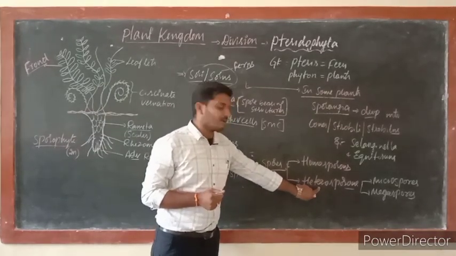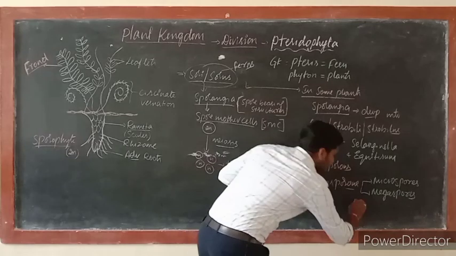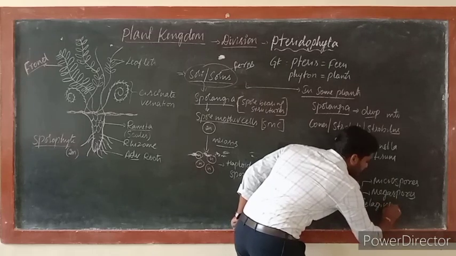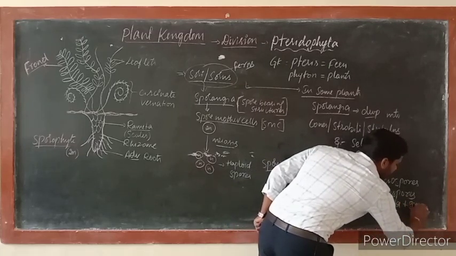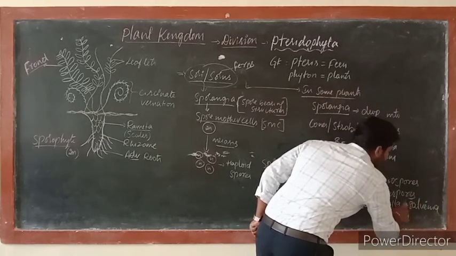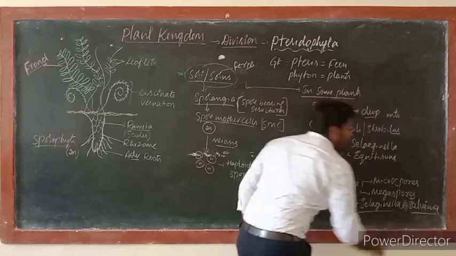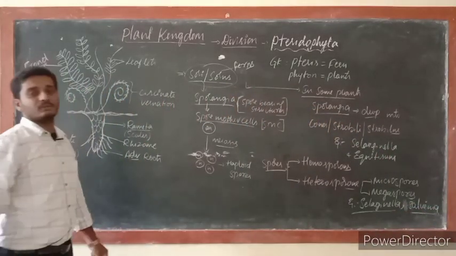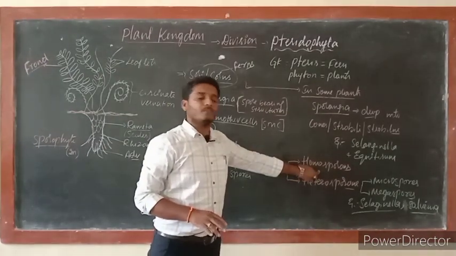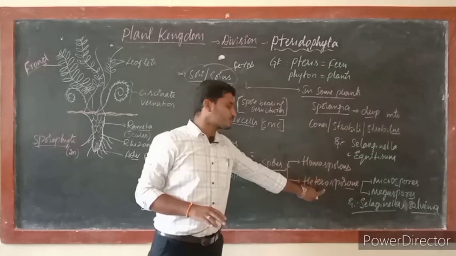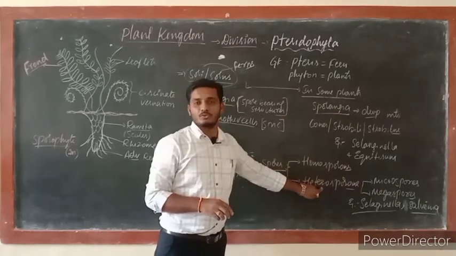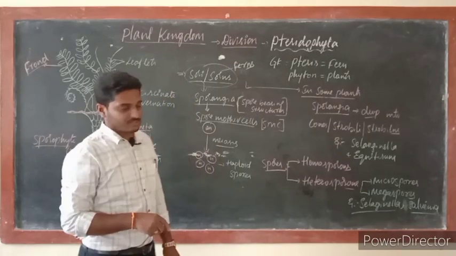For example, for heterosporous, we have Selaginella and also Salvinia. Selaginella and Salvinia are examples of heterosporous plants. From the competitive point of view, they used to ask regarding heterosporous, in which group or in which plants we can find heterosporous nature. So generally they are going to ask competitive questions.